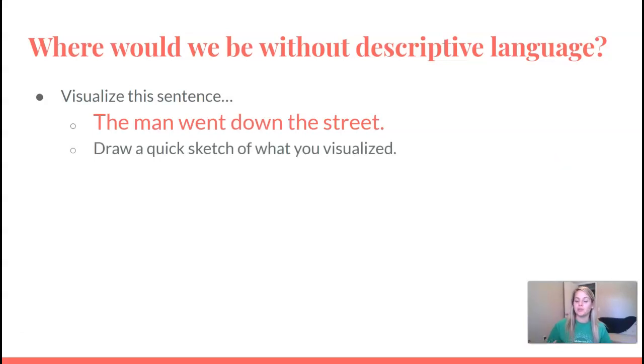I'm going to do the quick sketch with you. So if you need more time, once I'm done, you can press pause, finish yours up. I'm going to take a little less than 1 minute. We're going to draw a quick sketch of what you're visualizing with that sentence. The man went down the street. So let's see. I'm visualizing, and you should be drawing as well. And it's a quick sketch, so not like a work of art.